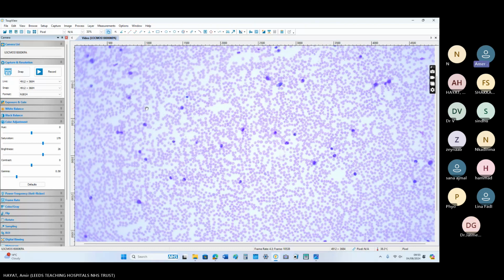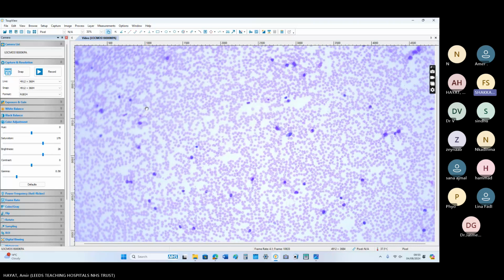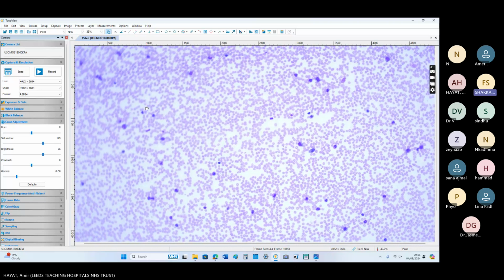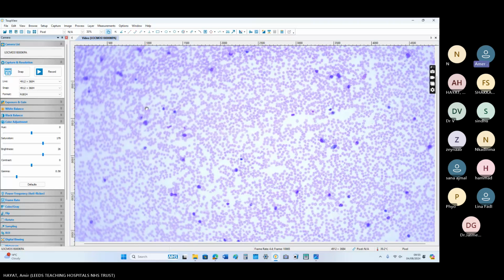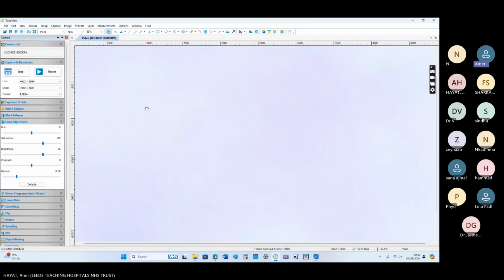Anyone want to go on this blood film? So yeah, if we look at this blood film, here we can see evidence of mild to moderate leukocytosis with some lymphoplasmacytoid lymphocytes. This is power 10. I will go to power 50 and you can see better.